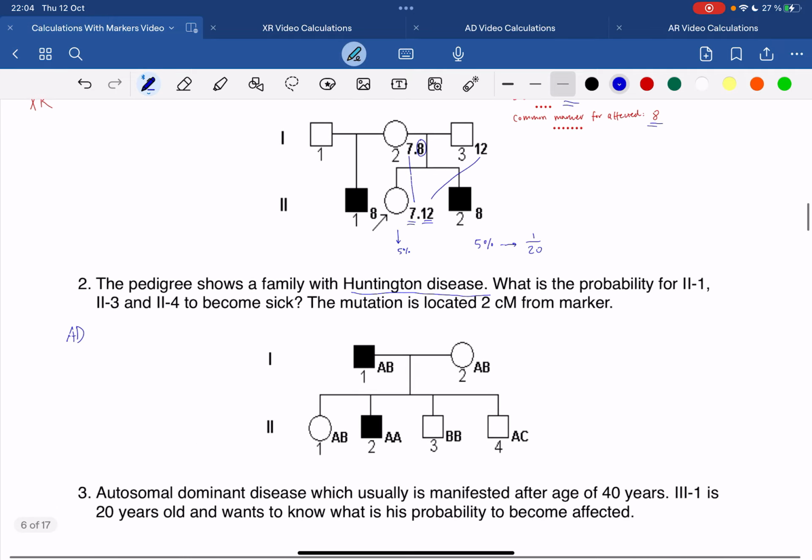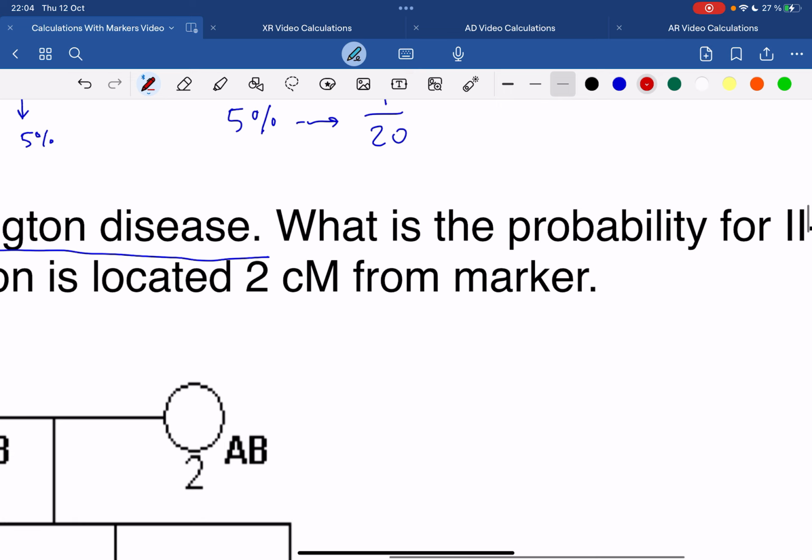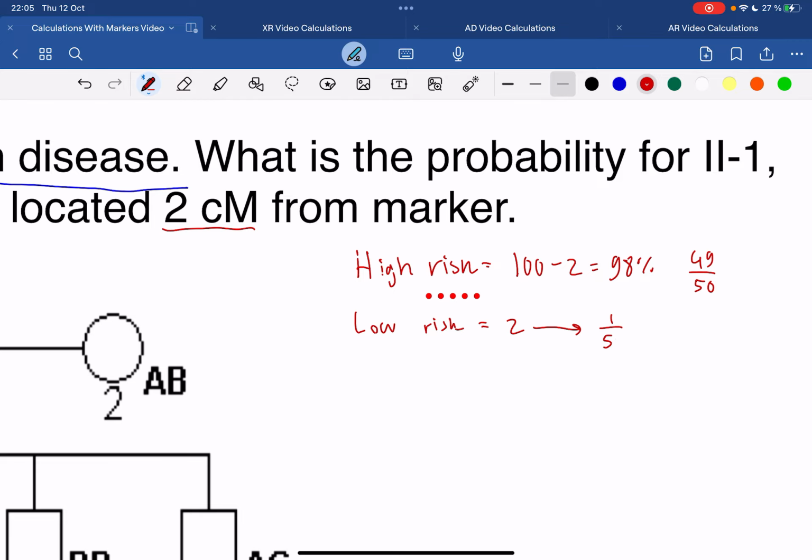Now we have to write down the high versus low risk immediately. We have 2 right here, so high risk is equal to 100 minus 2, which is 98%. In fractions, that would be 49 in 50. While low risk would be just the 2%, or the 1 in 50.